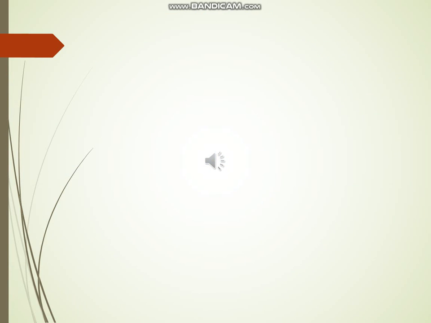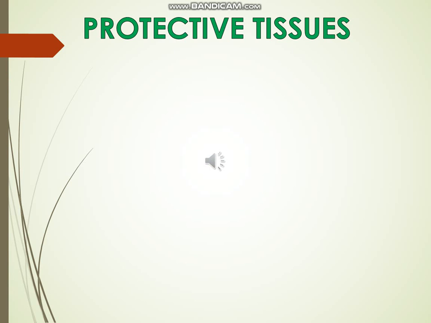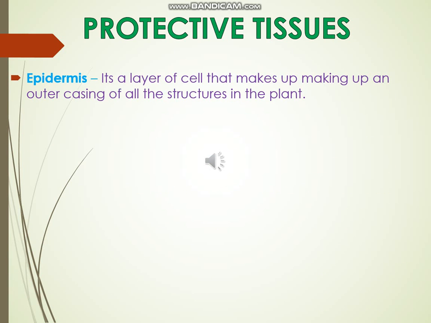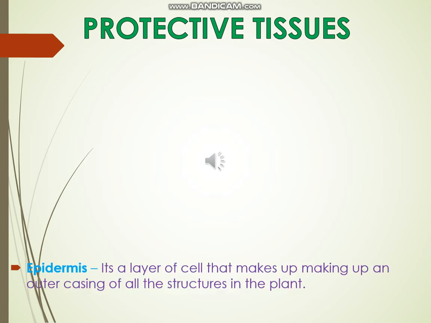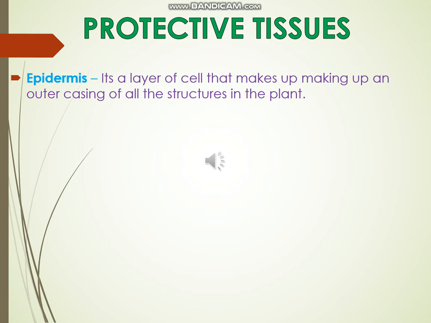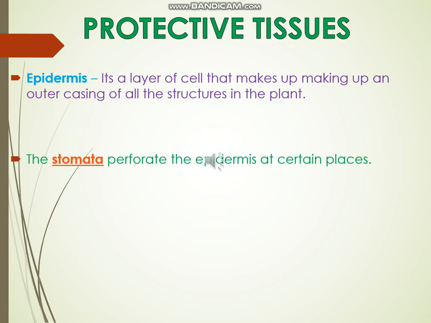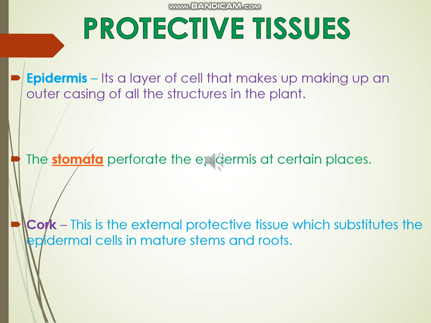And the last one is protective tissues. These provide fortification to the plants. They include the cork and epidermis. Let's start with epidermis. It is a layer of cells that makes up an outer casing of all the structures in the plants. The stomata perforate the epidermis at certain places. The stomata help in loss of water and gaseous exchange.